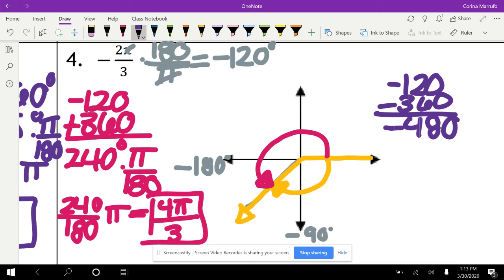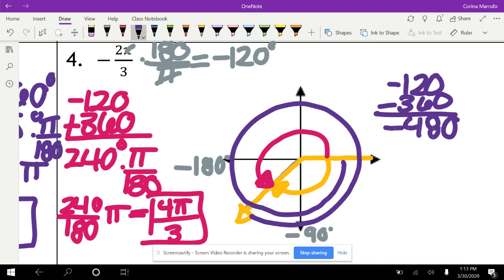Okay. And so that's this angle. It goes in the negative direction, but instead of stopping in the terminal side, it goes around once and then it stops. Okay, so that's negative 480. And so in order for us to give that answer, it does have to be in radians. So we need to multiply times pi over 180 to change it back.